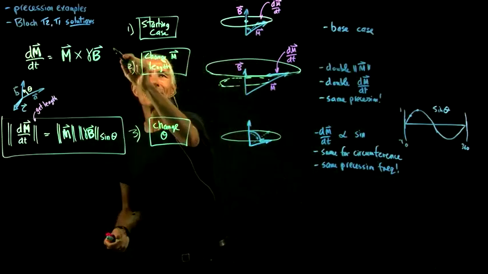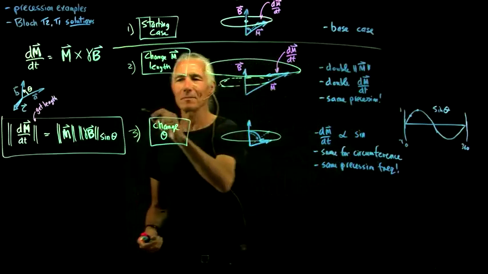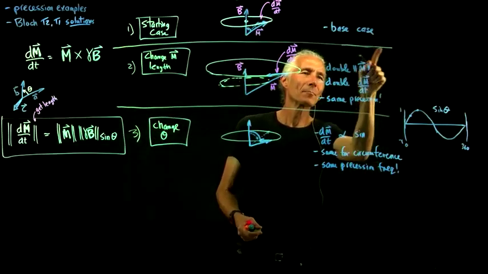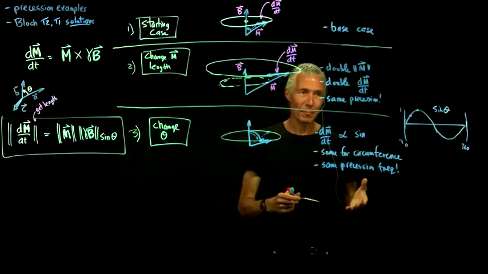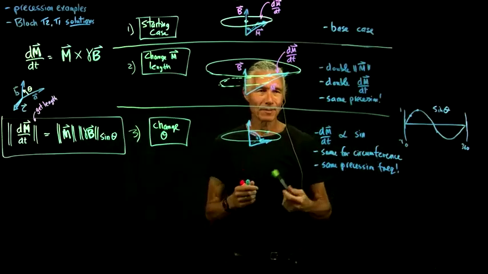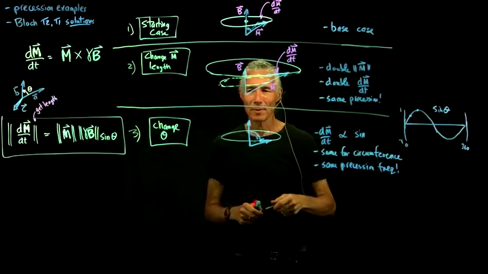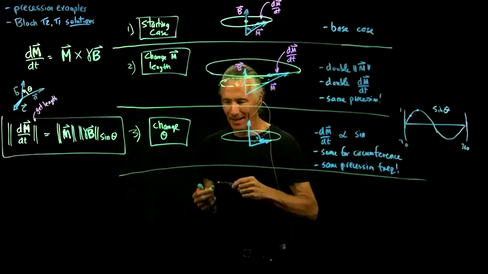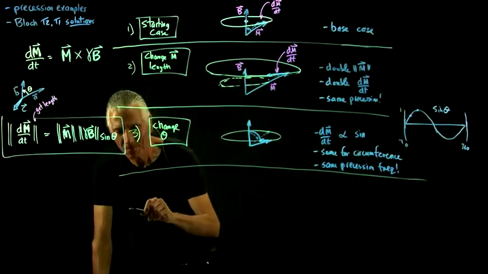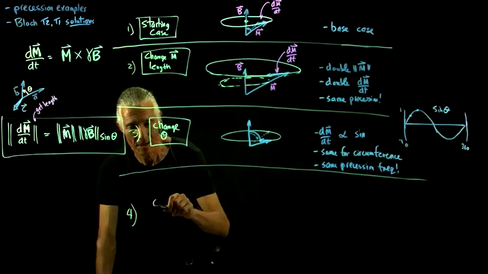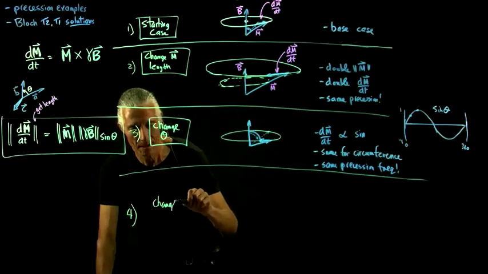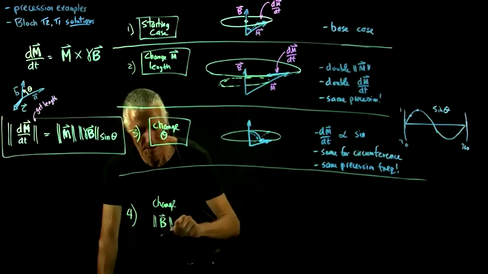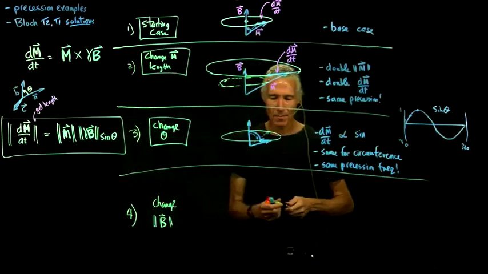So that's kind of surprising. It seems like that ought to change something, but it doesn't. All these same things apply to a top. So just a mechanical top, the same things will happen to a top. Okay, so what does change the precession frequency? Well, we already knew that, and that is change the B. So change the length of B. So change the strength of the B field.